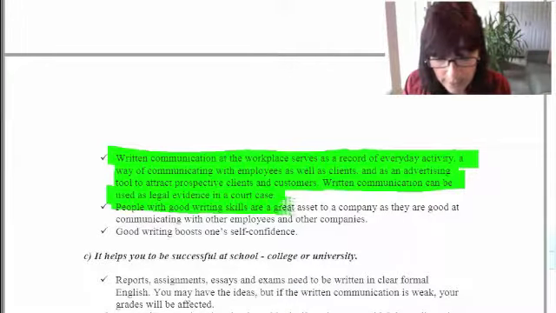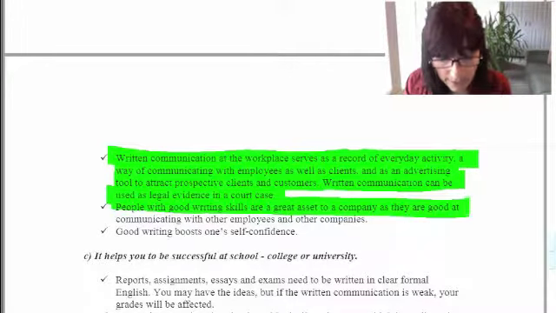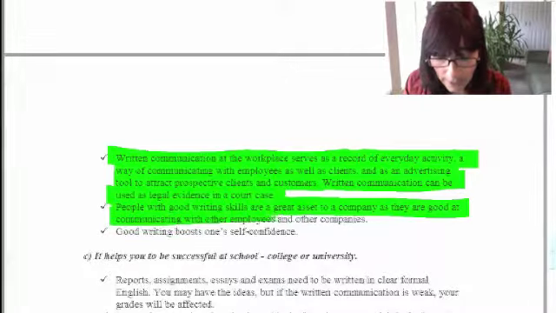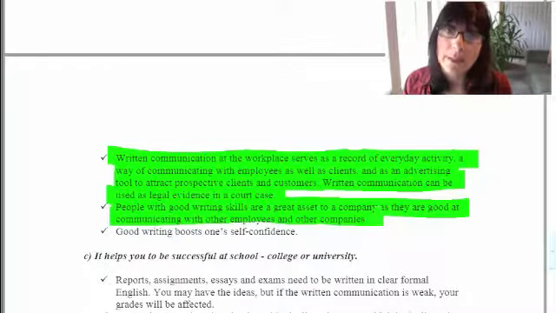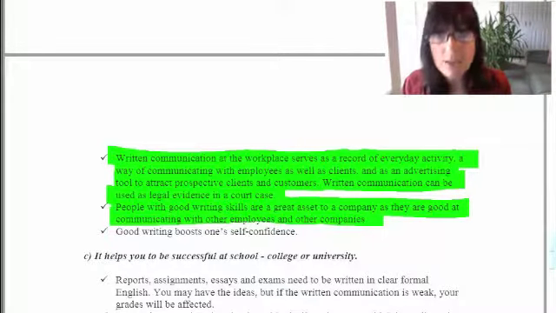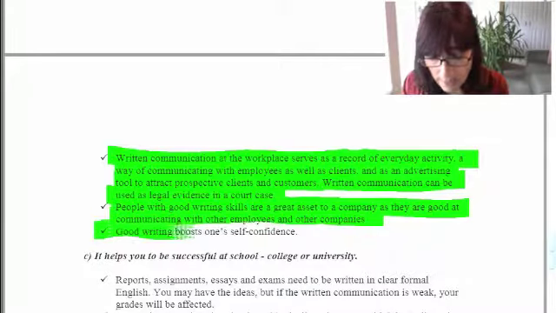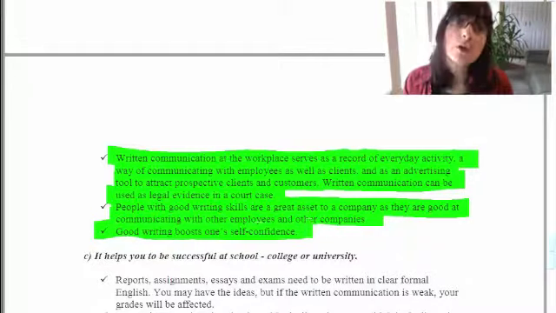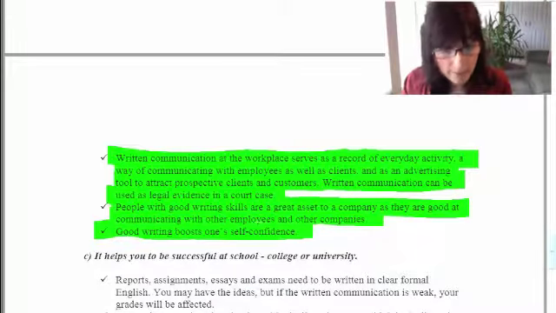People with good writing skills are a great asset to a company, as they are good at communicating with other employees and other companies. So they go hand in hand. If you write well, you speak well, and then you become a real asset to your employer. And the last point is that good writing boosts one's self-confidence, and therefore you will shine in the workplace.